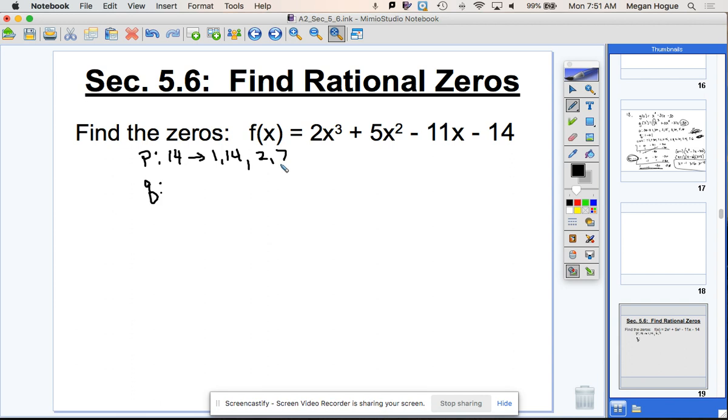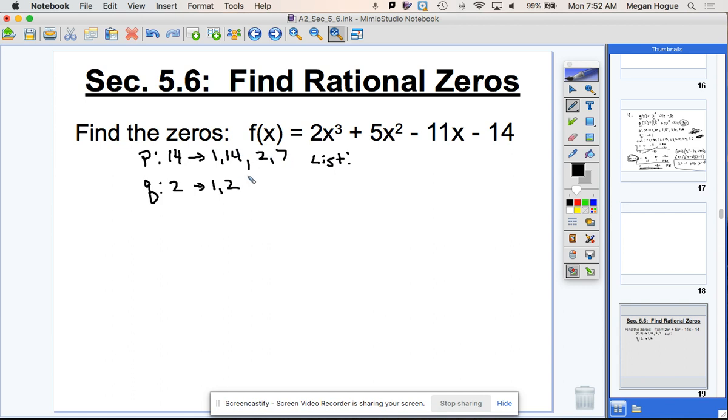And then Kelton, what's the Q? 2. So that's the leading coefficient. And so the factors of Q are going to be 1 and 2. That's all I'm going to have you put until we jump into our synthetic. But just so I can show you why, let me put the list here just to remind you. So you don't have to write this part.